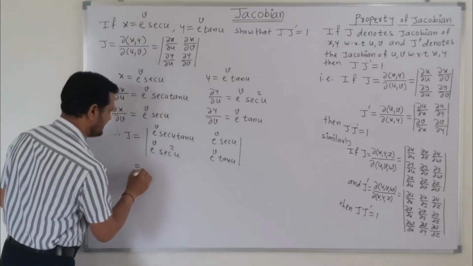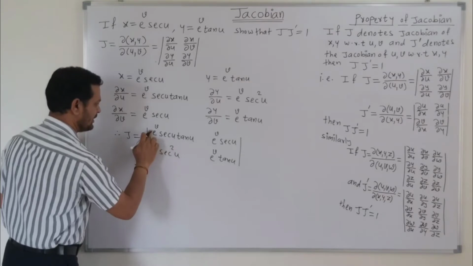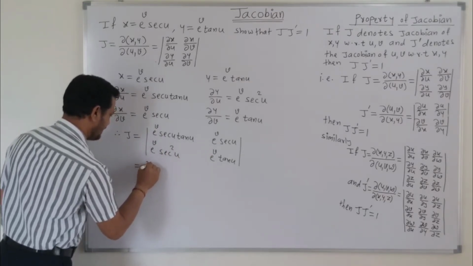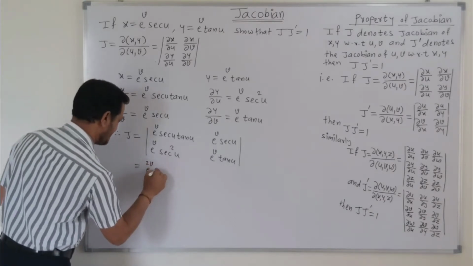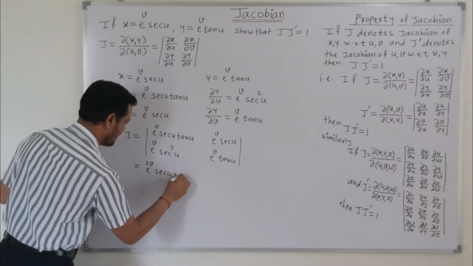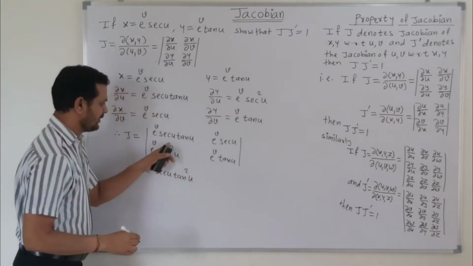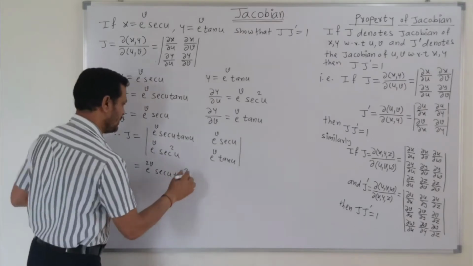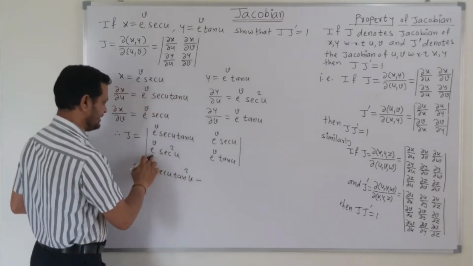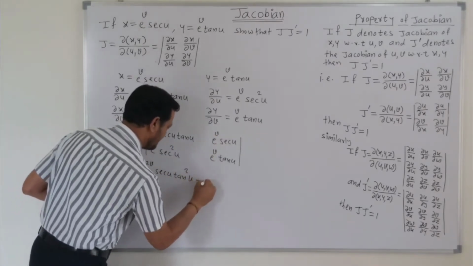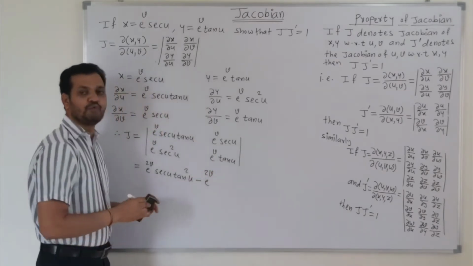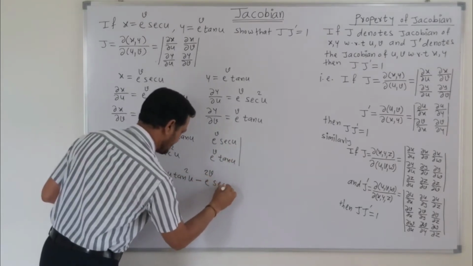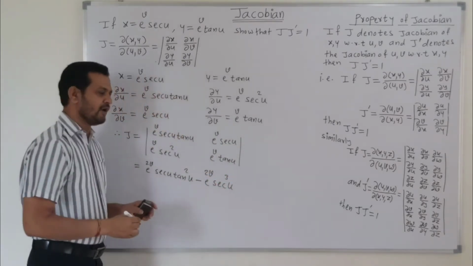So take the product of these two terms. e raised to v times e raised to v gives e raised to 2v, then sec of u, then tan square of u, since sec u tan u times tan u is sec u tan square u. Then this is minus e raised to v times e raised to v, that means e raised to 2v. Then this is sec square and this is sec, that means we can write this as sec cube of u.